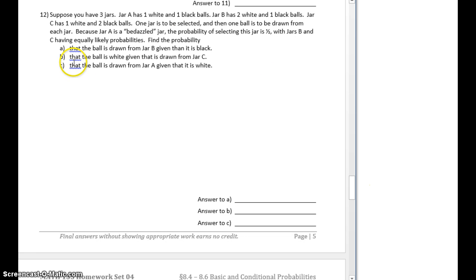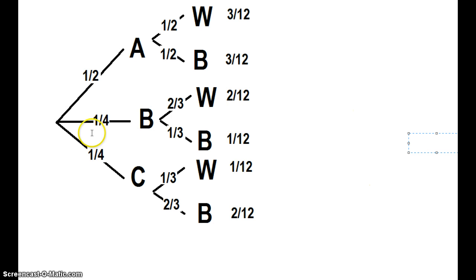For B, what's the chances the ball is white given that it is drawn from jar C? So don't overthink this one. If you know you drew from jar C, what's the chances you get a white marble? 1/3. Because there's 2 black marbles and there's 1 white marble in jar C. So the chances it's white if you drew from jar C is 1/3.